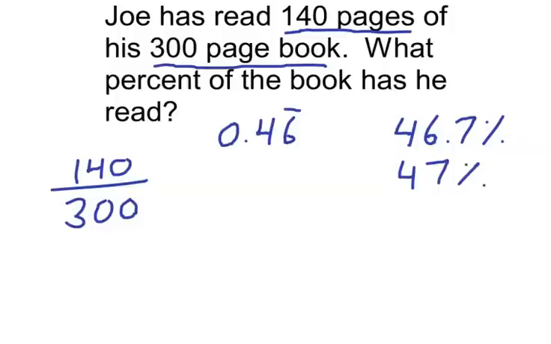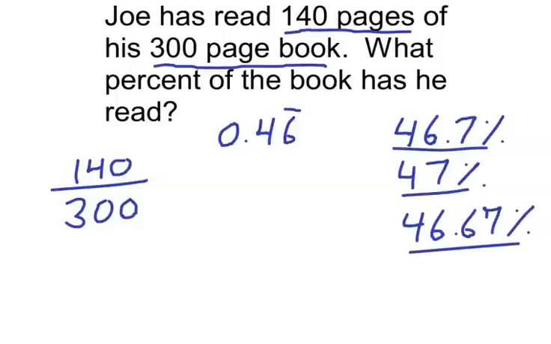Okay, or 46.6 and then 7%. Okay, any of those would be good answers. Okay, so 140, so he's 47-ish% of the way through the book.